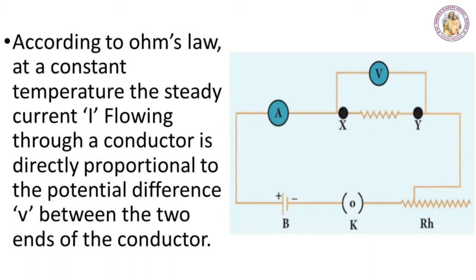Here the temperature is constant. When the temperature is constant, the current is directly proportional to the potential difference. It means when the current increases, the potential difference also increases. When the current decreases, the potential difference also decreases. That is the meaning of I, the current flowing through a conductor, being directly proportional to the potential difference V. Let's see the mathematical way of Ohm's law.